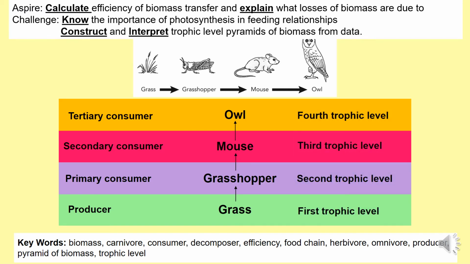So, grass is the first trophic level. Second is the grasshopper. And you can see the mouse is the third trophic level and the owl is the fourth trophic level. And remembering, if we had something that was a predator for the owl, then in the context of this food chain, that would also be a fourth trophic level. So it's important to remember that it doesn't go higher.